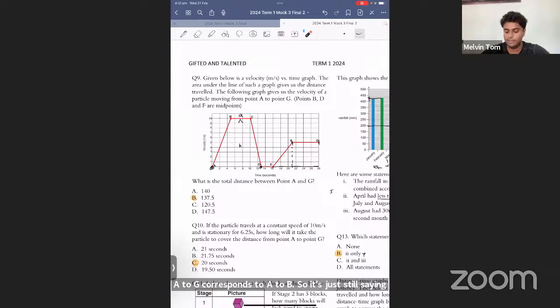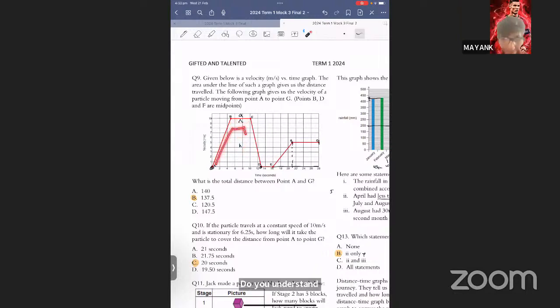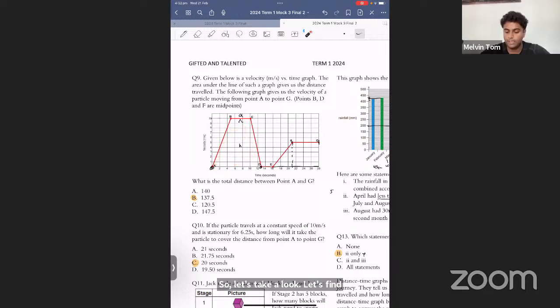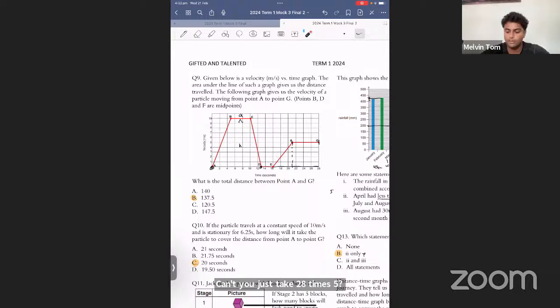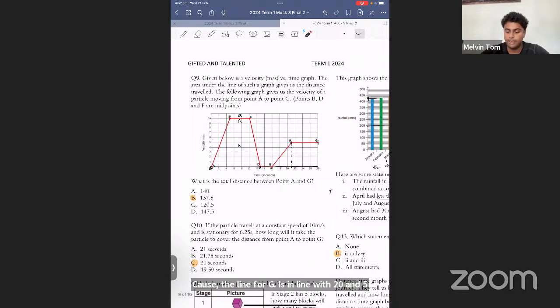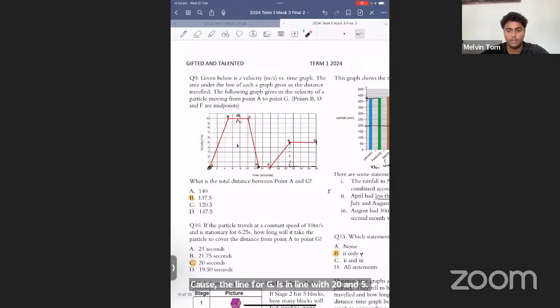So let's take a look. Let's find out the area under the graph. Now, can't you just do 28 times 5? Why? Because the line for G is in line with 28 and 5. No, unfortunately not. So let's find out the area under the line.